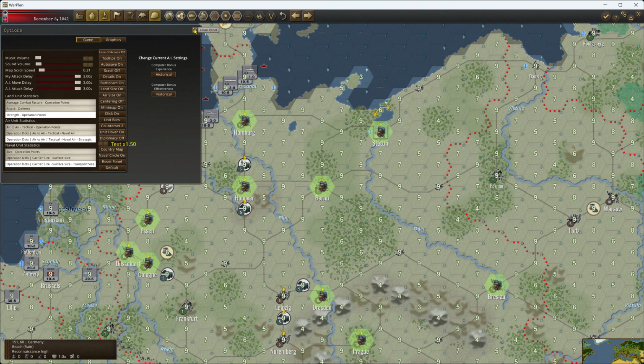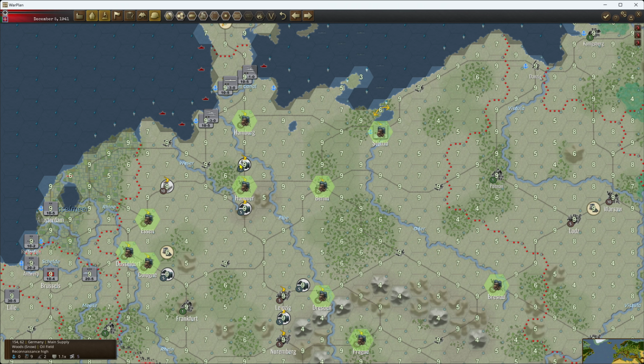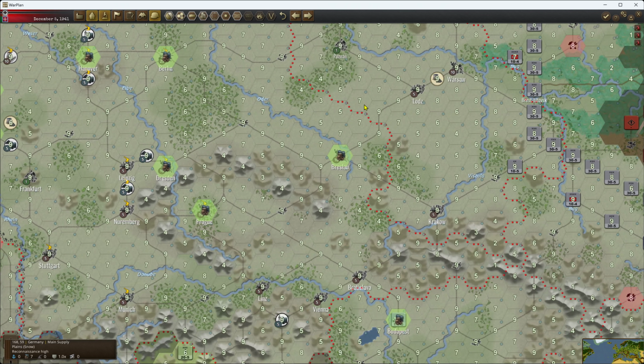And here we are. So we're actually in December 5th, 1941. Ooh, Japs are about to attack the Americans. And what's happened is, we're obviously in the winter, and it's snowing, and I set up my winter defensive line.